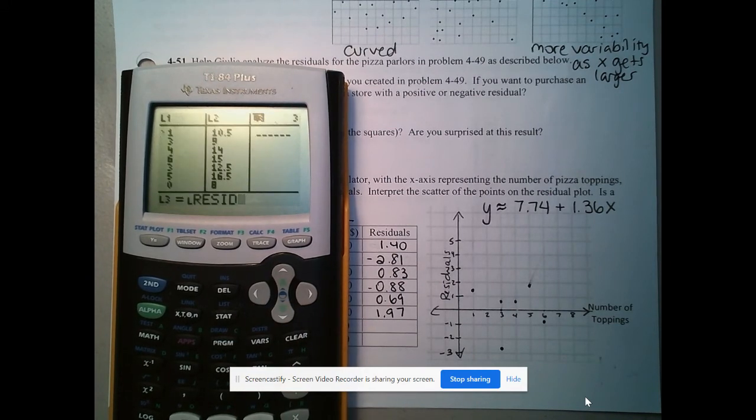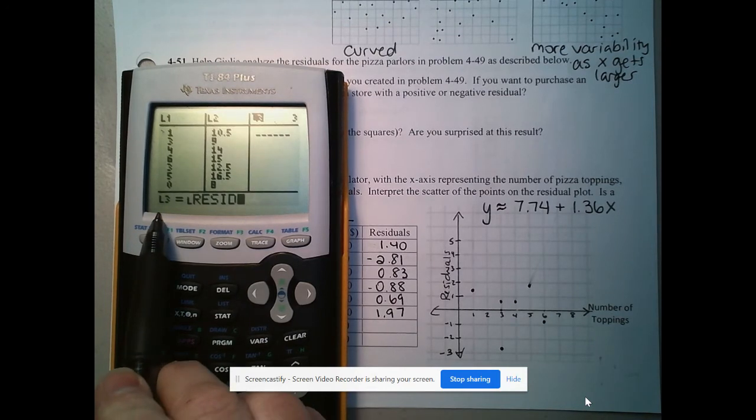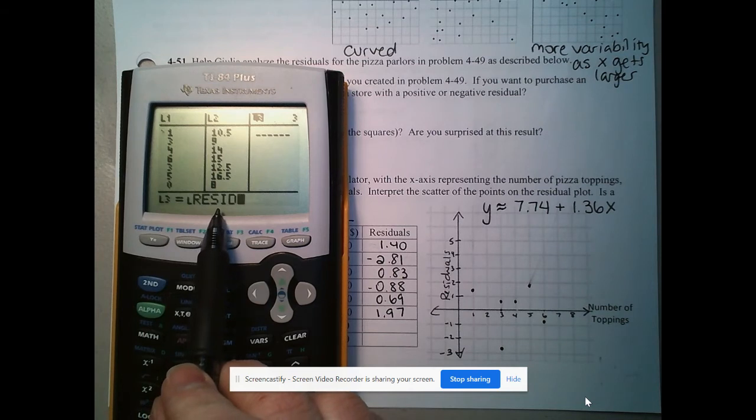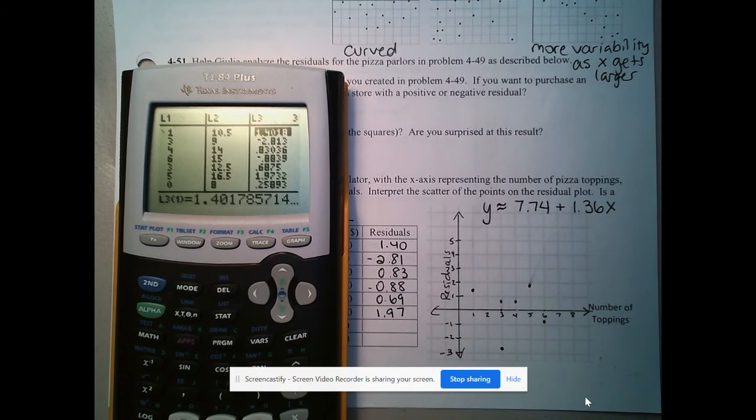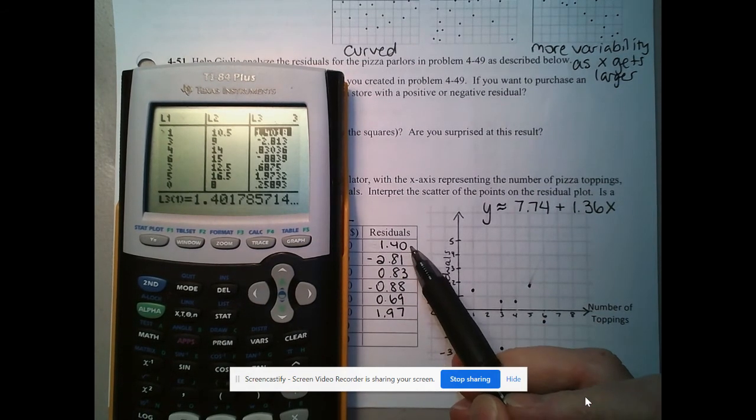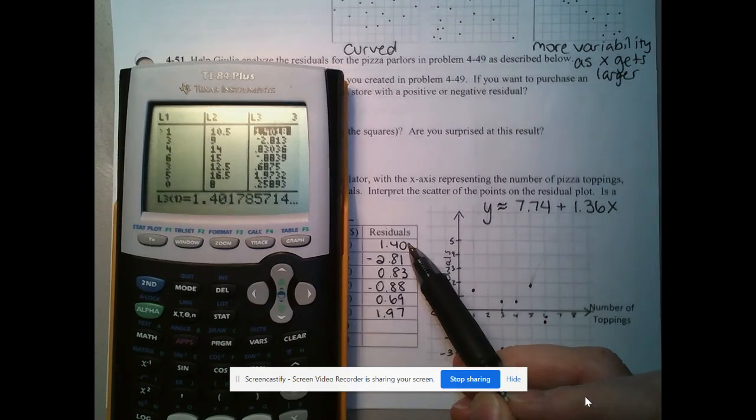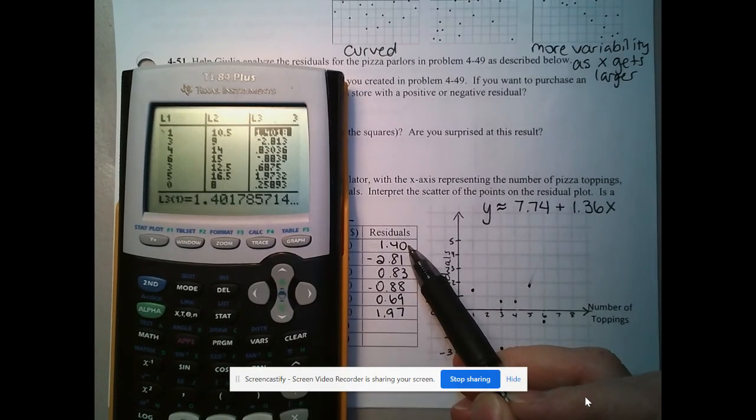And if you don't see residuals there, it's probably because you forgot to turn diagnostics on. And so now you're saying, yep, I want list 3 to be filled in with a list of residuals. And I'm going to hit enter. And you can see that I shortened mine up on my table to only 2 digits after the decimal point because it's money. So that first pizza that has 1 topping that they were charging $10.50 for, that means they are $1.40 above the predicted value.